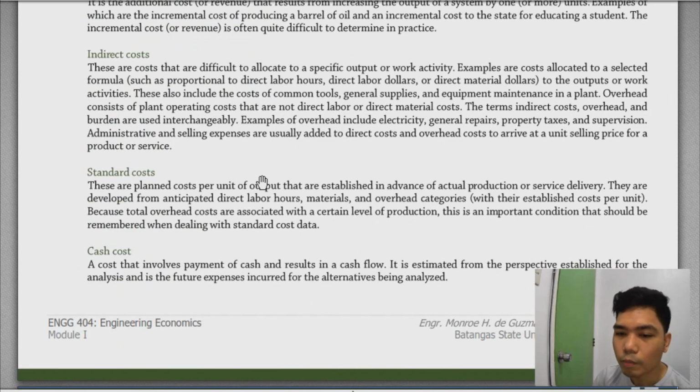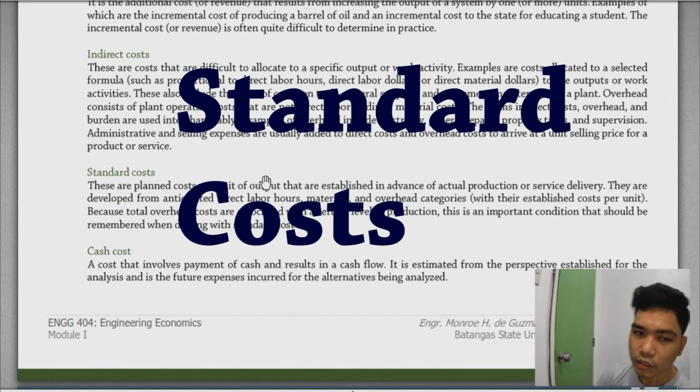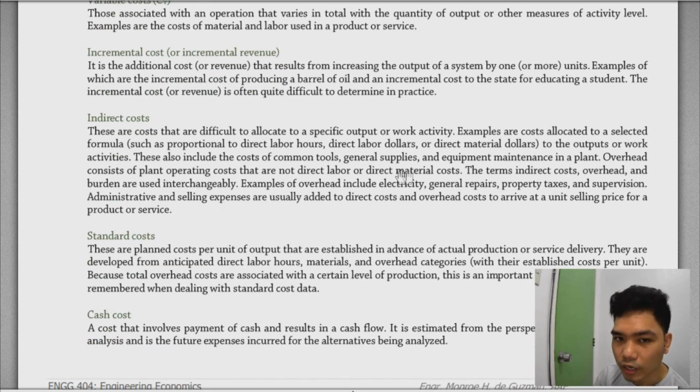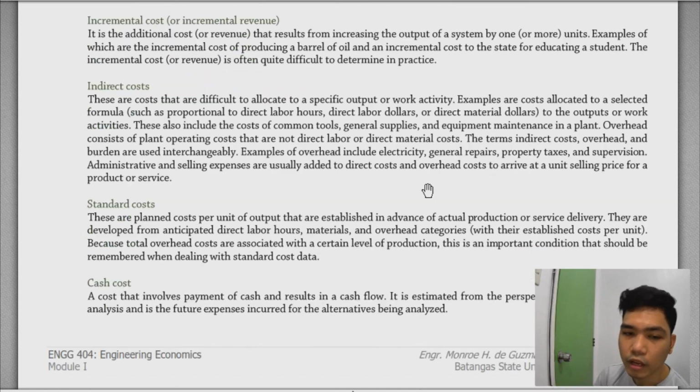So how about these standard costs? These standard costs are those that are actually planned or established before the actual production or the service delivery. So you can think of this as the anticipated direct labor hours, materials, and overhead categories, such as the established cost per unit. So unlike the actual direct labor dollars, these are the anticipated direct labor hours. This is usually done before the production of a certain material.